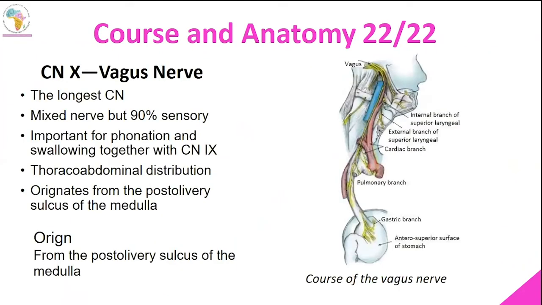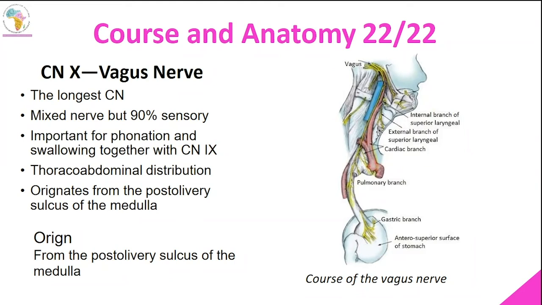With regards to the vagus nerve, it is the longest cranial nerve, with extension all the way to the thoracoabdominal viscera and components. It leaves the skull through the jugular foramen, and it occupies the posterior aspect of the carotid sheath as it descends down to the thorax and eventually the abdomen. Within the carotid sheath, it descends between the jugular vein and the internal common carotid artery.